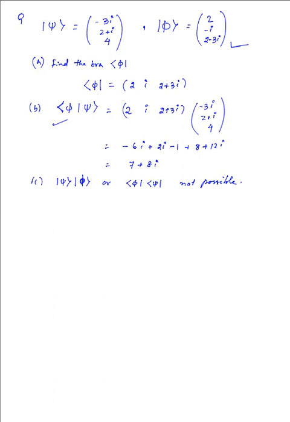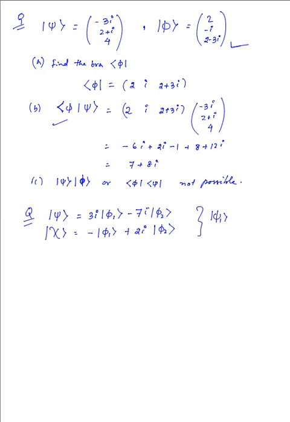Now let's get on with another example, so that we get a detailed view of the topic. Supposedly we have the ket psi equal to 3i phi 1 minus 7i phi 2 ket, and we have the chi ket vector equal to minus phi 1 plus 2i phi 2 ket. Phi 1 and phi 2 kets are obviously the basis over here, and both are orthonormal.